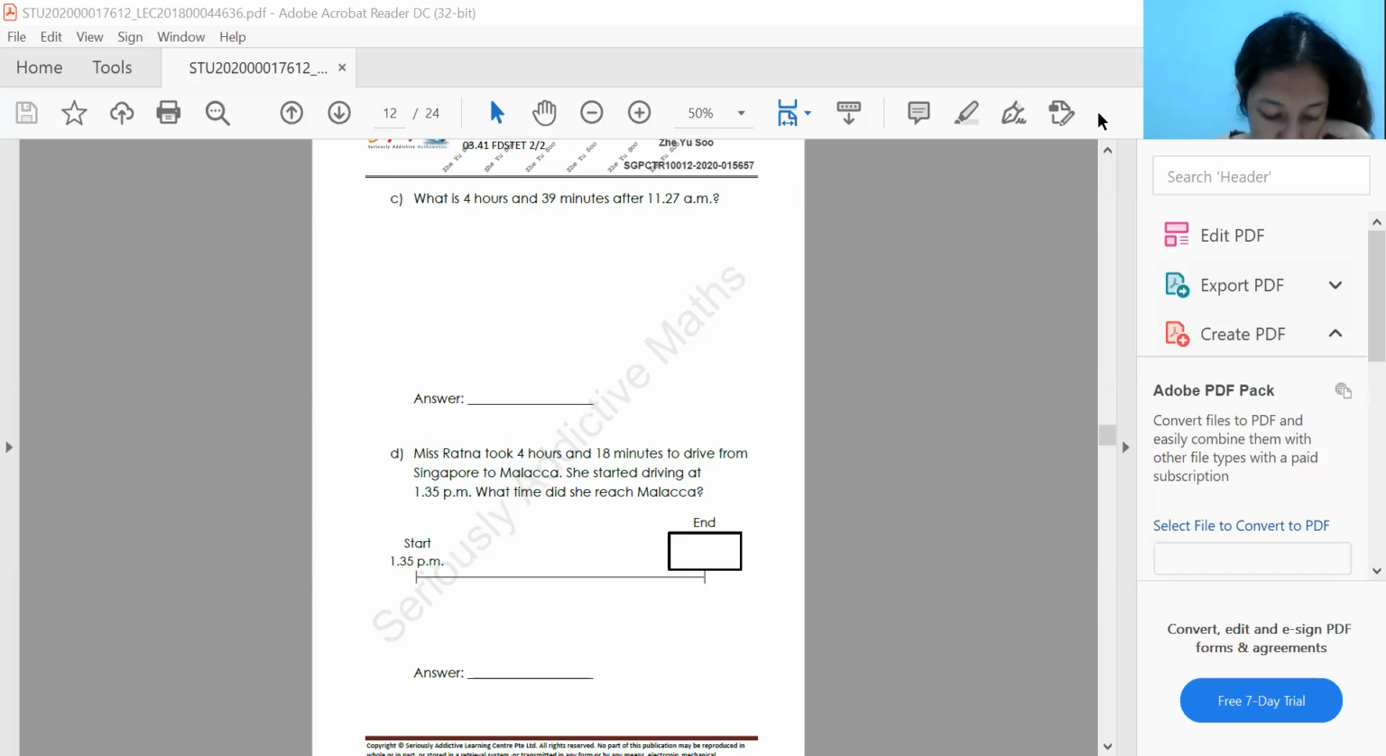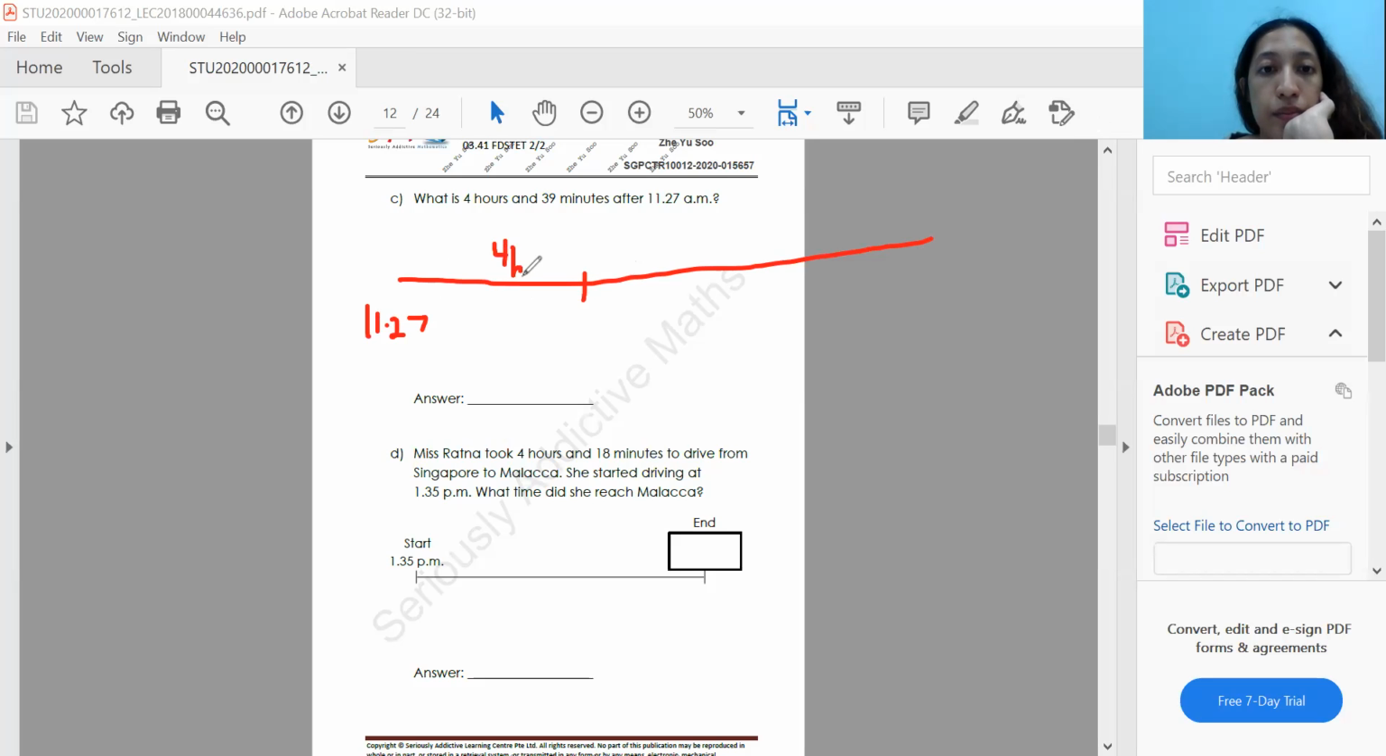All right, so let us go through. What is 4 hours and 39 minutes after 11:27 a.m.? So 11:27, 4 hours later. So let us do 4 hours later. 11, 12, 1, 2, 3. 3, right? So 3:27 p.m. Okay, so now let us deal with the minutes.